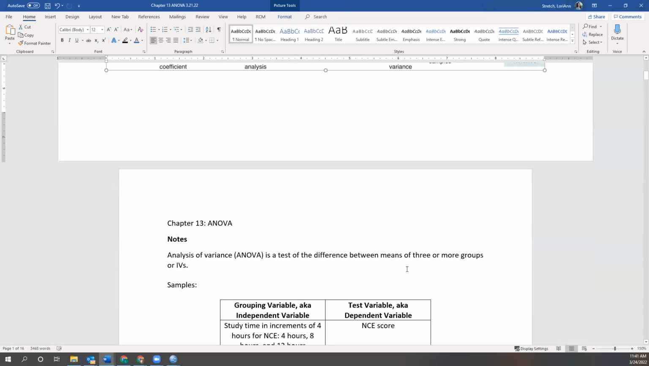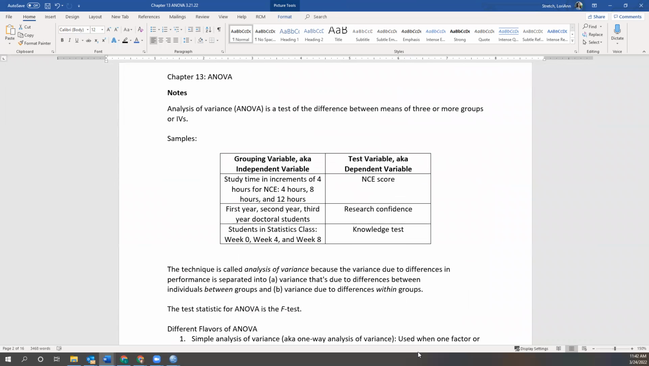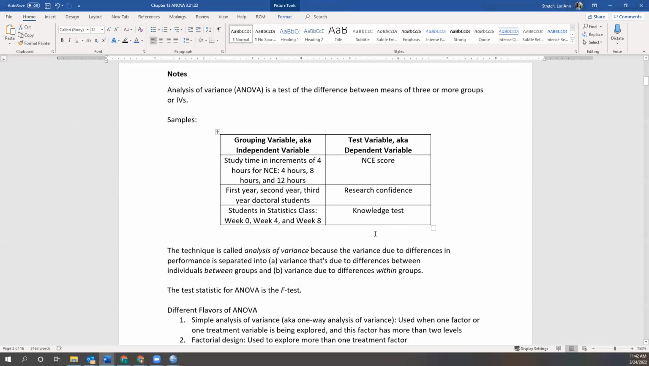So let's take a look at simple analysis of variance. Analysis of variance, simply looking at the difference of means for three or more groups or independent variables. So for example, I can break up student study time for the NCE and look at their NCE score, maybe look at the year that a student's in the doc program and their research confidence, or the weeks they've been in a stats class and their knowledge, okay?